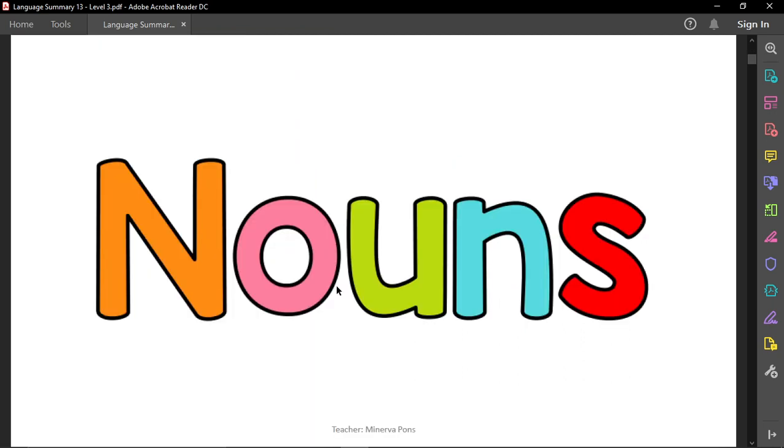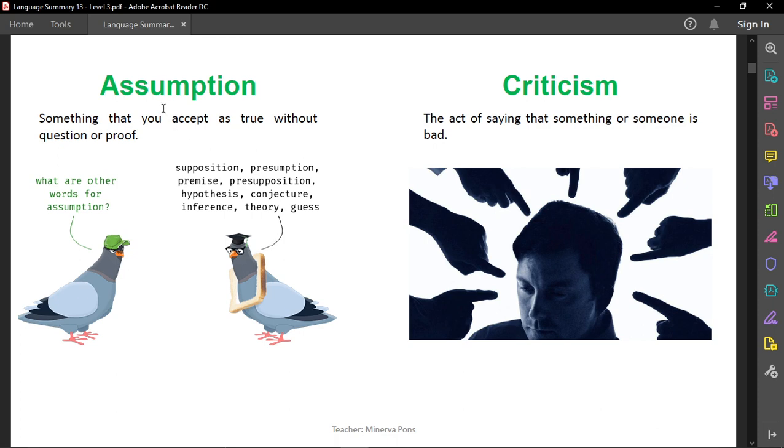We're going to start with some nouns, and the first one is assumption. An assumption is something that you accept as true without question or proof. Maybe you don't investigate much, but you already accept this as true. Some other words for assumption are supposition, presumption, premise, presupposition, hypothesis, conjecture, inference, theory, or guess.